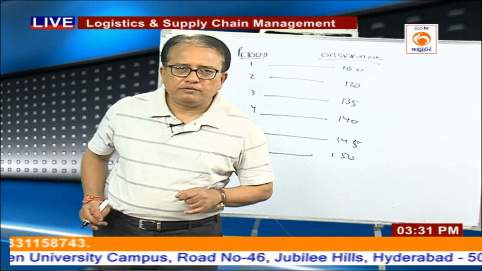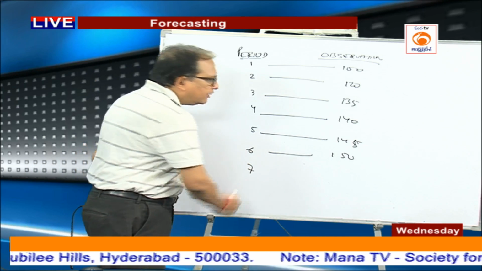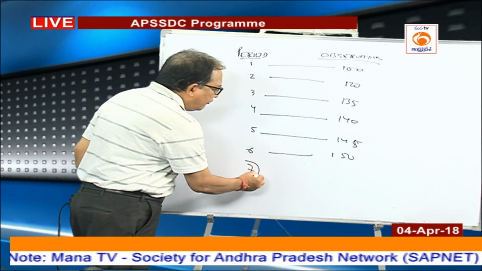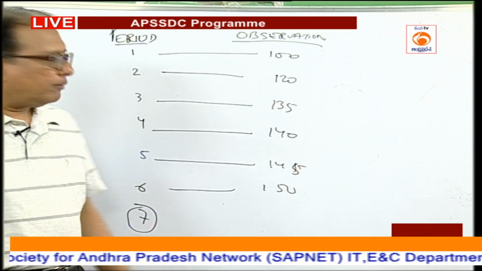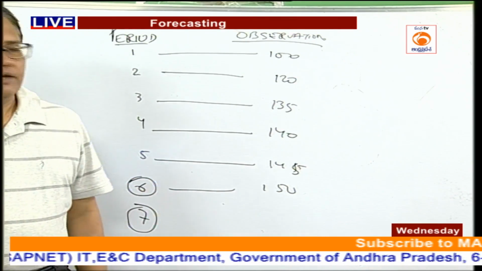Now, what is my objective? What is my goal? What do I want to do? I now want to predict my demand for the 7th period, which I do not know, because right now I am in the 6th period. I know it is 150. How do I do it?